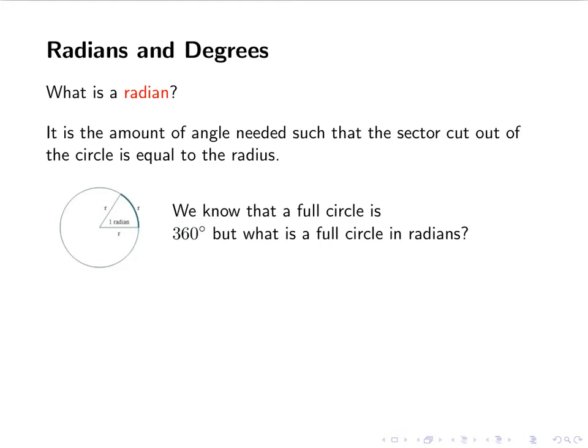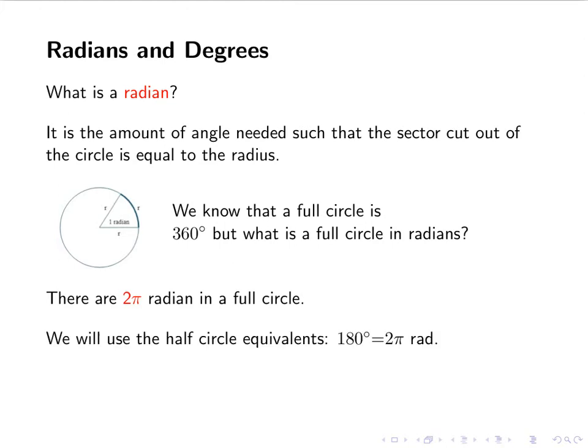We know that a full circle is 360 degrees, but what is a full circle in radians? If we go back to the fact that the circumference is 2 pi r, and a radian is r around the circle, there must be 2 pi of them. So there are 2 pi radians in a full circle. We're going to use the half circle equivalence, so 180 degrees equals pi rad.